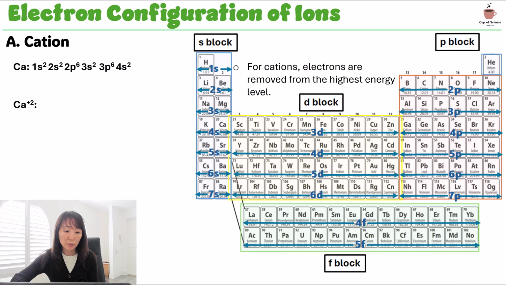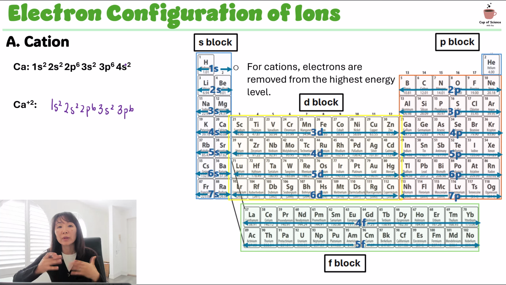I'm going to write the electron configuration for calcium 2+. So we have 1s2, 2s2, 2p6, 3s2, 3p6. Now, if I take this 2 out, the 4s2 becomes 4s0. Well, we don't really write 0 for electron configuration, so we don't write anything. So that's totally gone, okay?